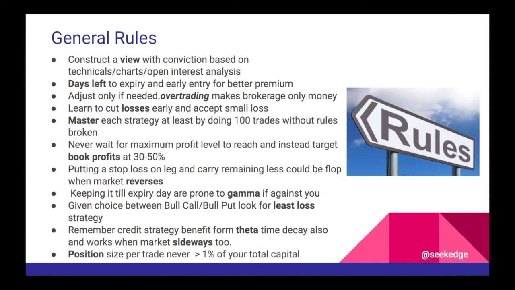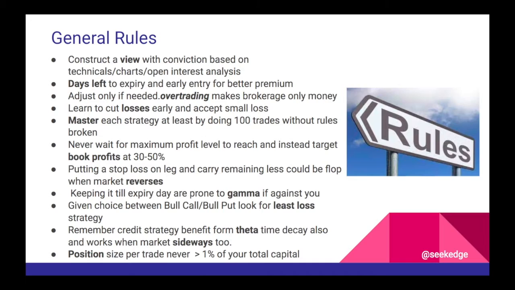Now these are some general rules when you're trading this, right? First, there has to be a view. We will not take positions based on somebody else's calls. Somebody says, go for a bull call, we don't do it like that. We first look at the technical charts, study and know the technicals and the charts of the particular stock, index, or whatever asset you're trying to trade. You should have a view.